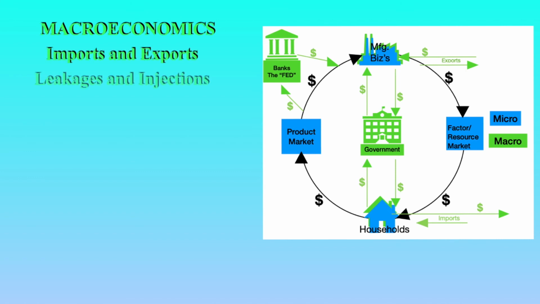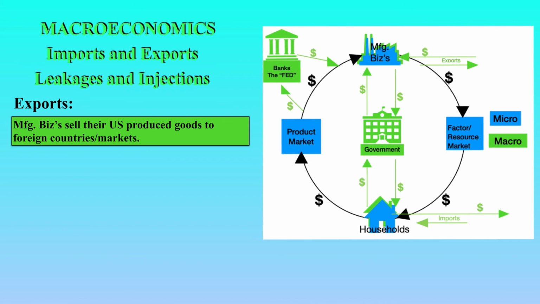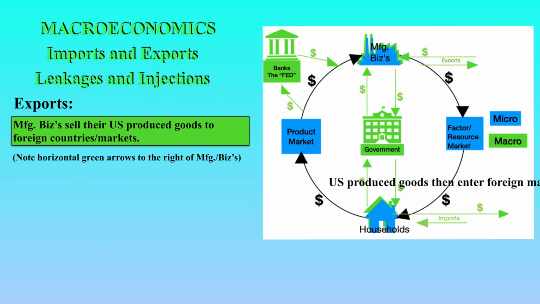So, in continuing with imports and exports, let's look at exports. This is demonstrated by the upper right-hand corner of the diagram. Manufacturing businesses sell their U.S.-produced goods to foreign markets. Notice the arrow that says exports. The goods themselves are leaving the country. But the money is doing what? It's coming into the businesses.